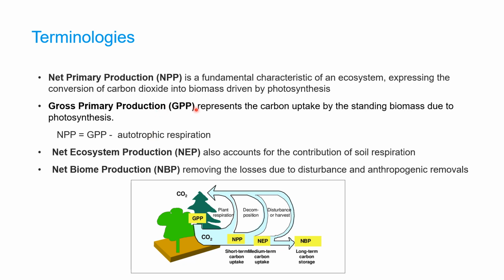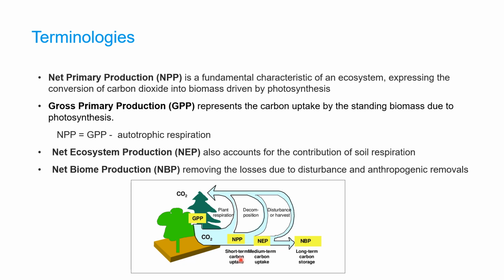Gross primary production, or GPP, represents the carbon uptake by the standing biomass due to photosynthesis. The NPP and GPP are related as shown in this simple equation. The remaining flux after removing autotrophic respiration from gross primary production represents net primary production. The autotrophic respiration is the total amount of organic carbon that is respired by plants per unit time. NPP represents the short-term carbon uptake in the scheme of carbon fluxes in the ecosystem.